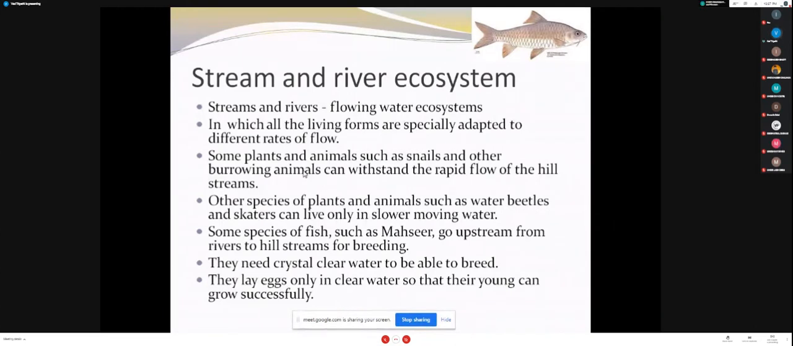successfully. There are other types of species of plants and animals which grow in slower moving water. They are found in the planar regions, such as water beetles and skaters.